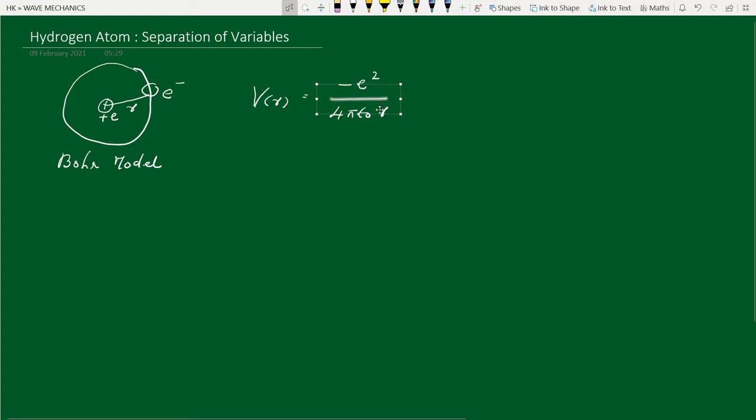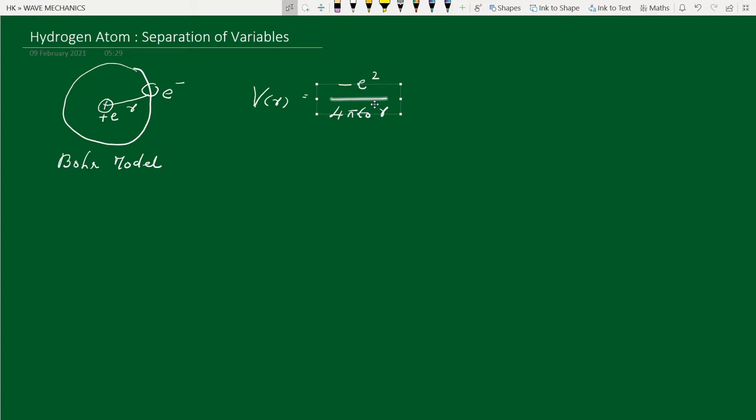So let us proceed. Let's write down the three-dimensional Schrodinger equation. Again, you notice that this potential energy is independent of time. So we don't have to solve the time-dependent Schrodinger equation. The wave function is separable into a spatial part and a time part, and the time part is e raised to minus iEt by h cross, right?